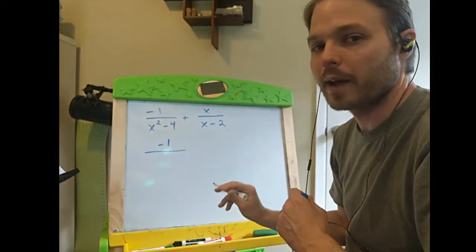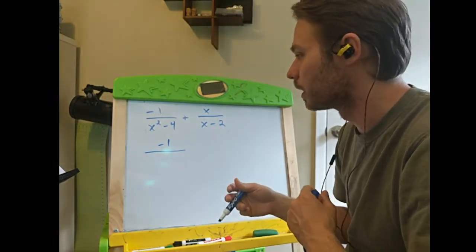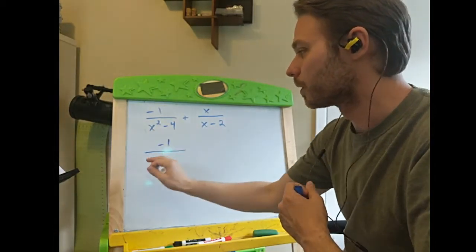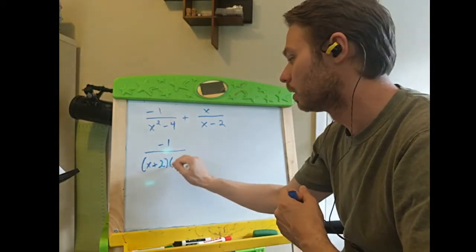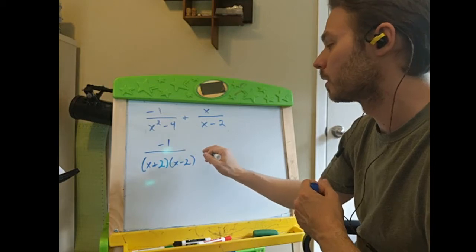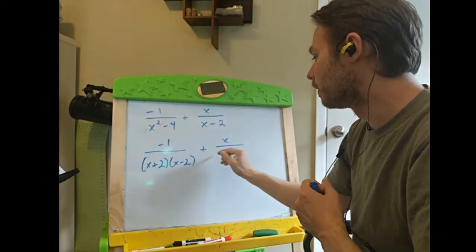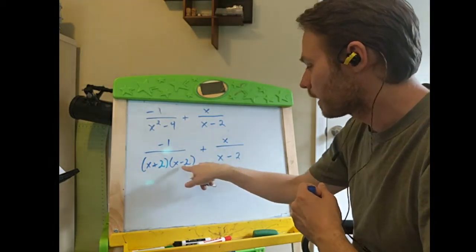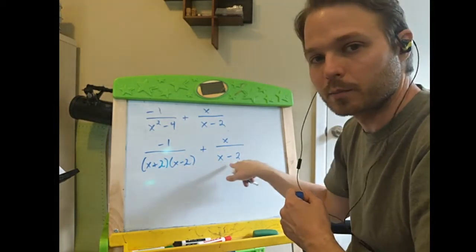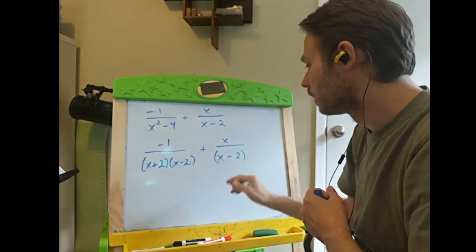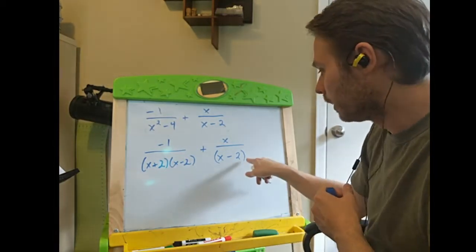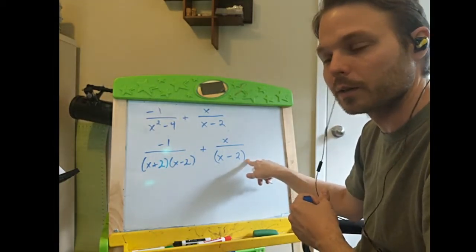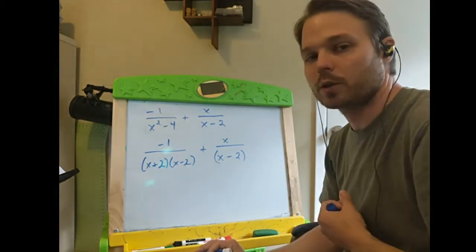Another reason that factoring early can save you some work. Well, this is a difference of squares. X squared minus 4 factors to x plus 2, x minus 2, difference of two squares. Now if you notice, the x minus 2 already exists in both of these denominators. So I actually don't need to multiply both of these together. I really just need to modify this denominator, and I'll be good to go.